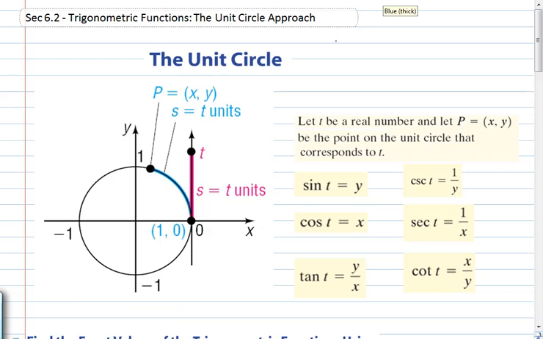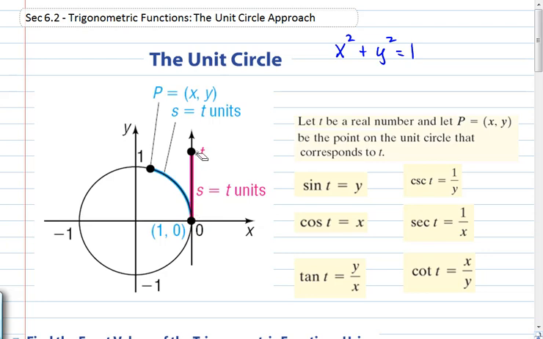Remember that the equation of a circle centered at 0, 0 with a radius of 1 is x squared plus y squared equals 1. This is the equation that would give us the graph of the unit circle. It's just a circle centered at 0, 0 with a radius of 1.